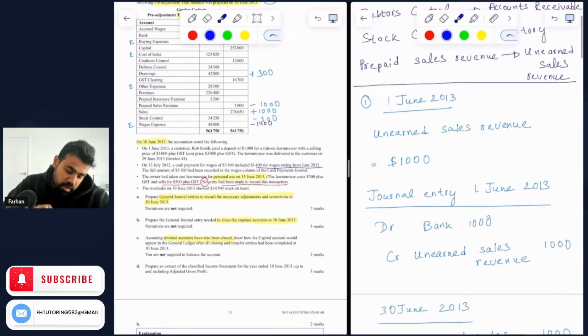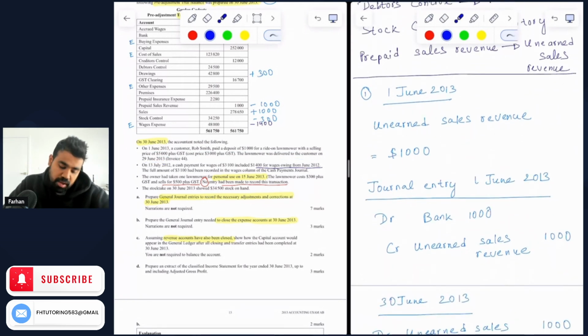Right, so let's start with what happened to begin with. On 1 June 2013, we have a transaction where we received funds for inventory that we are supposed to deliver later at the end of the month. This is what we classify as unearned sales revenue, which is a current liability of the business, also known as revenue received in advance.